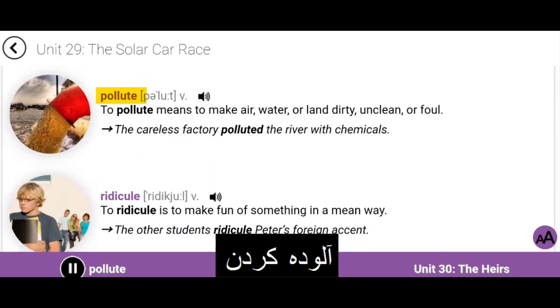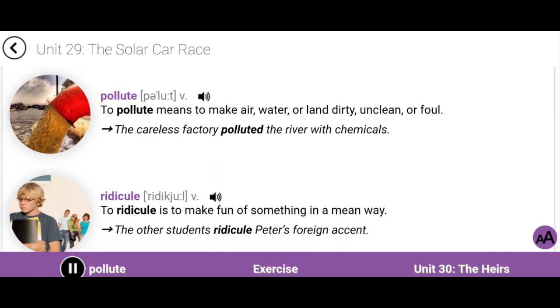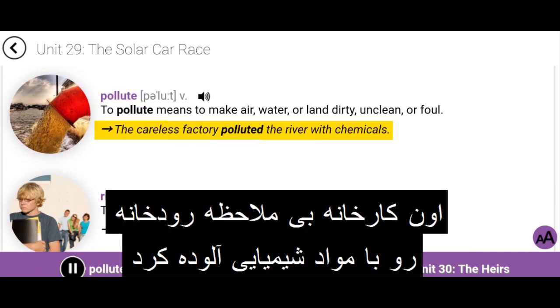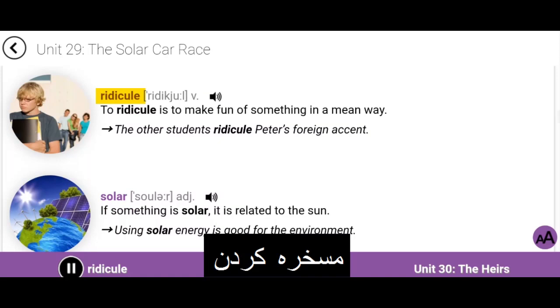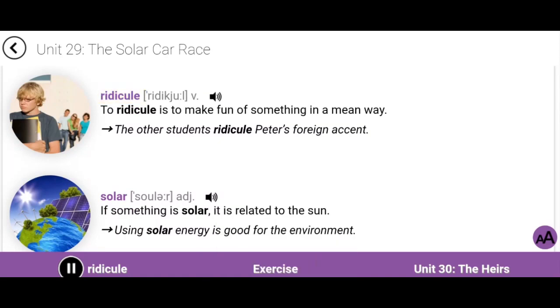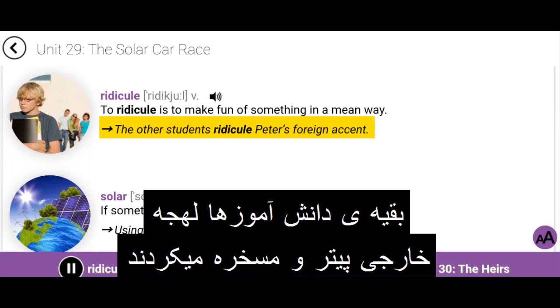Pollute. To pollute means to make air, water, or land dirty, unclean, or foul. The careless factory polluted the river with chemicals. Ridicule. To ridicule is to make fun of something in a mean way. The other students ridicule Peter's foreign accent.